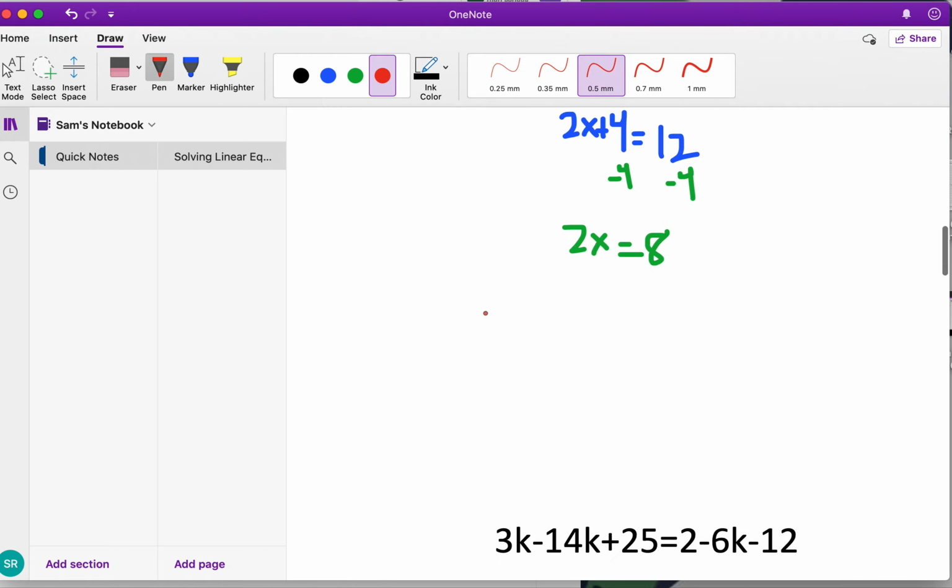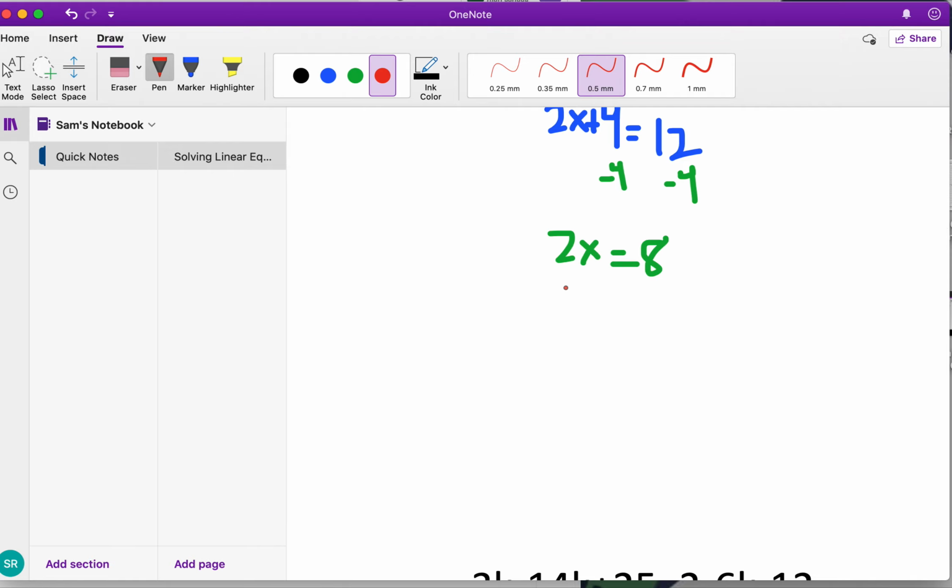So now we have 2x equals 8. How do we get rid of the coefficient on the x side? We can divide by 2. Always divide by the coefficient. And remember, you can only do this once you have all the x's on one side and all the integers on the other side.